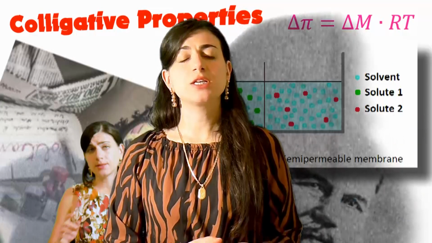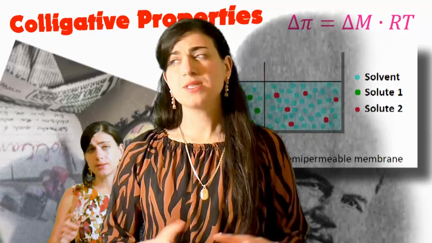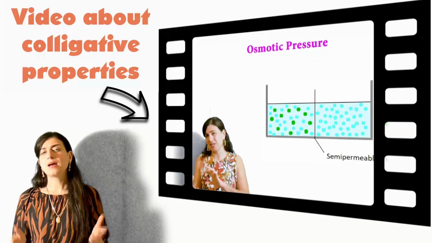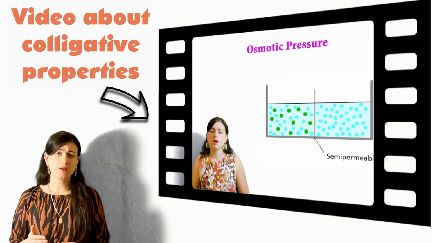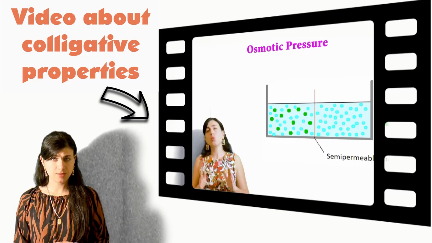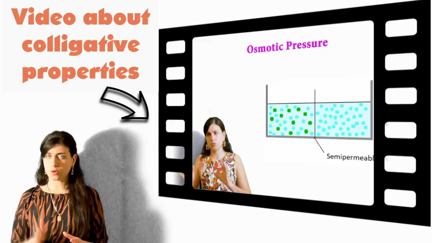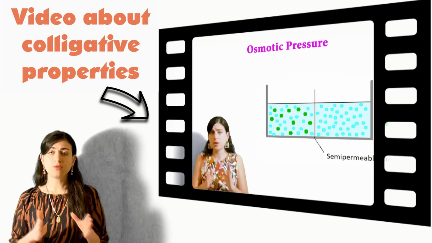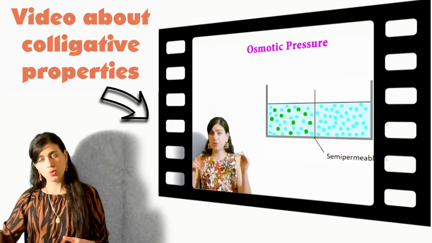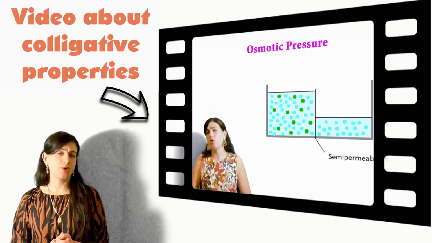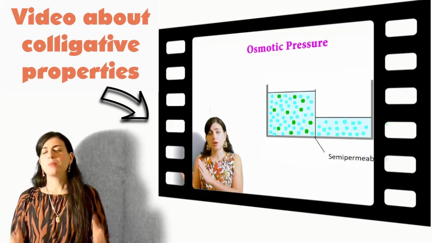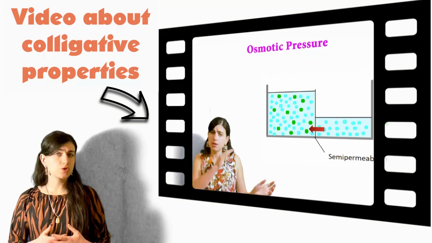Now, let's see some applications for osmosis. We have seen the definition of osmosis in my previous video. I told you that if we have two solutions separated by a semipermeable membrane, osmosis is the movement of solvent from higher solvent concentration to lower solvent concentration through this semipermeable membrane. When this happens, this will create a difference in height. But now let's see the applications of osmosis.